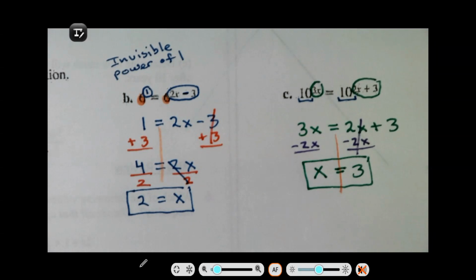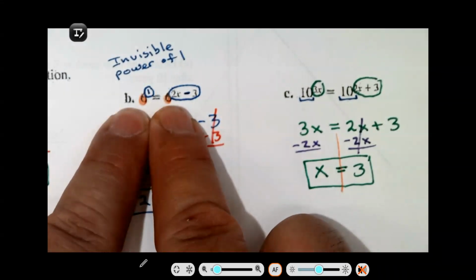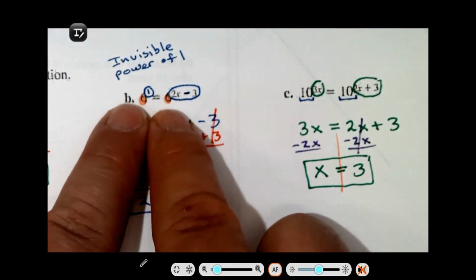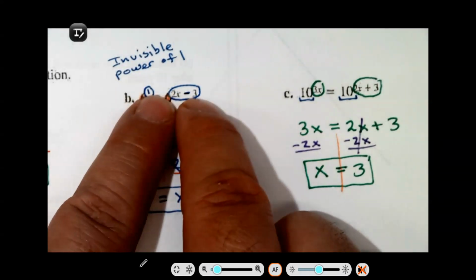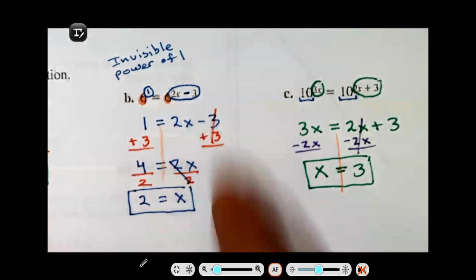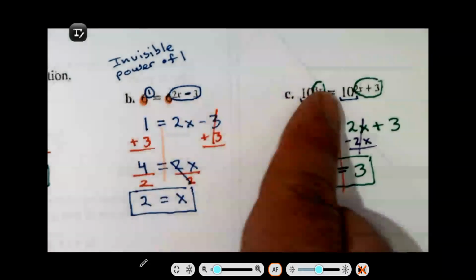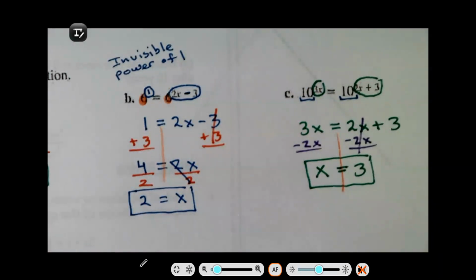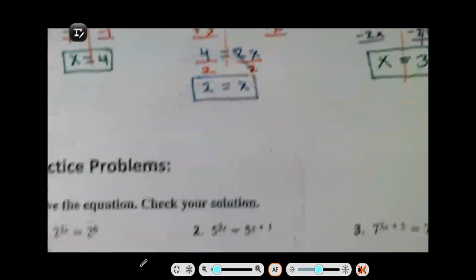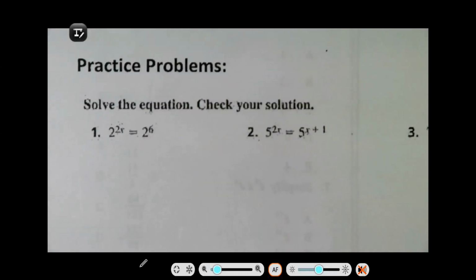So again, the basic rule is, it only works if they have the same base. Then I make my powers equal. This is how we solve exponentials. This is how we solve when x's are stuck in a power. So let's see. They don't take long. Let's do a little more practice. You're going to practice with your classwork anyways.